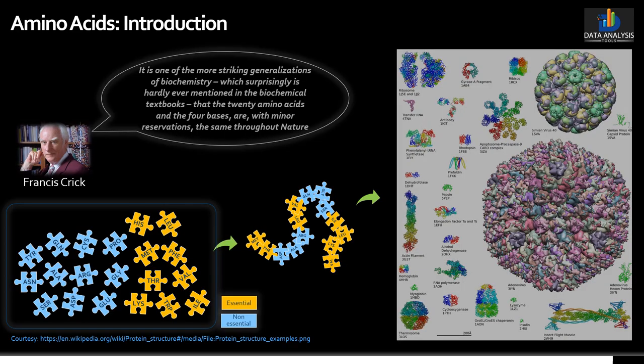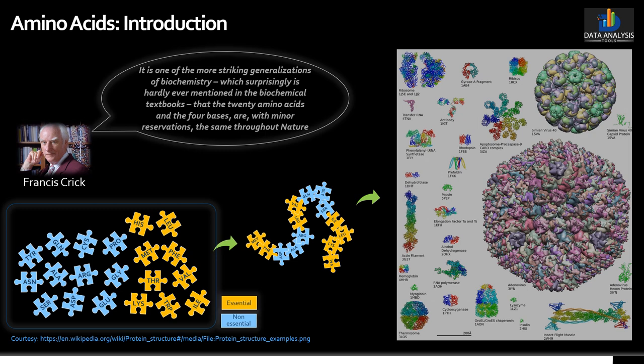Amino acids, often referred to as the building blocks of proteins, are compounds that may play many critical roles in our body. As very aptly put by the famous scientist Francis Crick during his Nobel lecture in 1962 for the discovery of DNA, it is one of the more striking realizations of biochemistry, which surprisingly is hardly ever mentioned in the biochemical textbooks, that the 20 amino acids and the 4 bases are, with minor reservations, the same throughout nature.